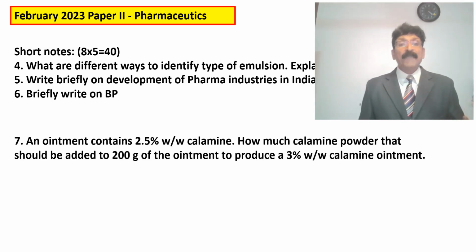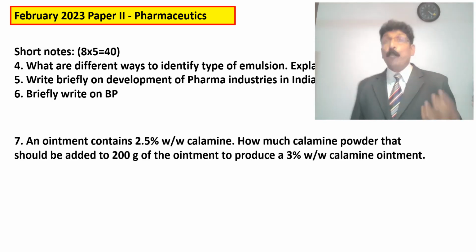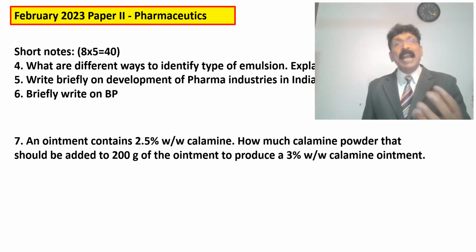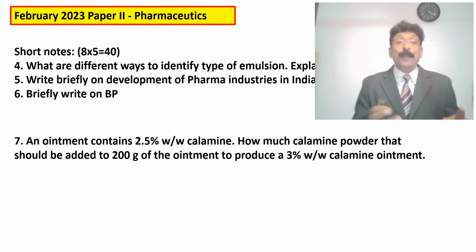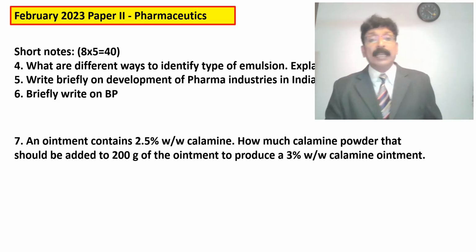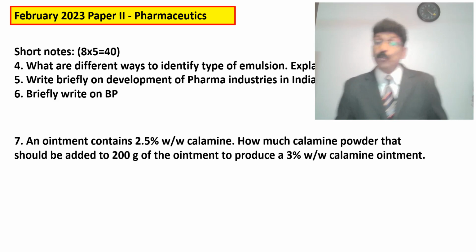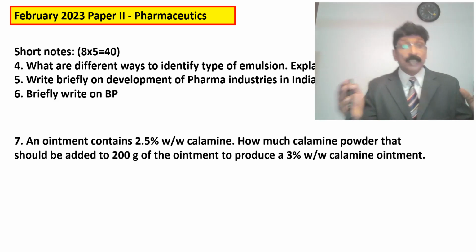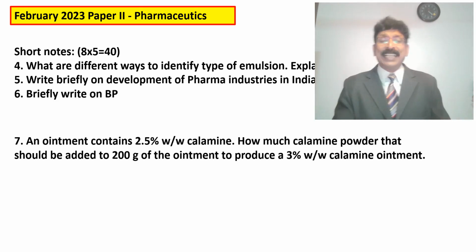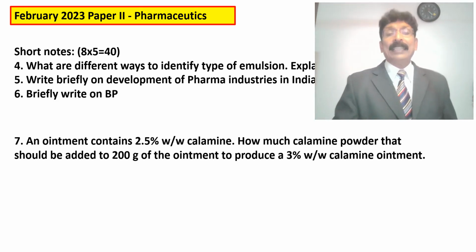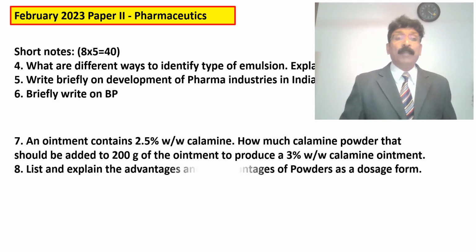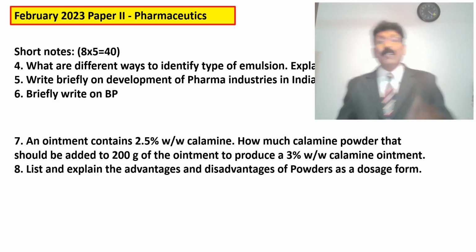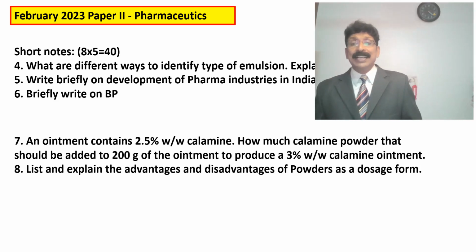Number 7, an ointment containing 2.5% weight by weight calamine. How much calamine powder should be added to 200 grams of ointment to produce a 3% weight by weight calamine ointment? You should know the posology, how to find the percentage, do the formula and write the amount clearly. 5-mark question. Next question is list and explain the advantages and disadvantages of powders as a dosage form.